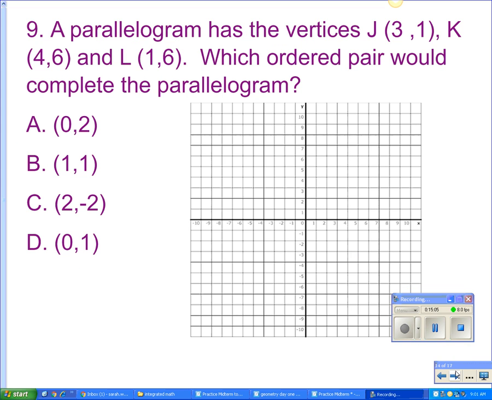And number 9, a parallelogram has the vertices J, K, and L. What ordered pair would complete the parallelogram? So this one's a little different. We're going to have to find the 4th point. Guys, let's first talk about this.